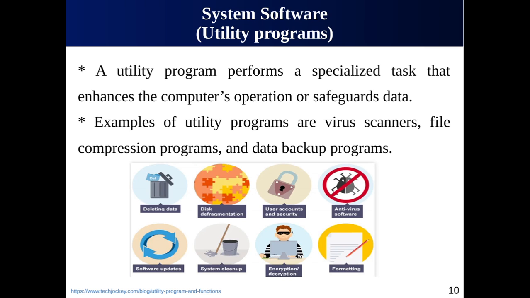Then second type of the system software is called the utility programs. A utility program actually performs a specialized task that would actually enhance the computer operation, or it could safeguard your data, or it could protect the user from different threats. Examples of utility softwares are the antivirus softwares that you actually install on your computer, file compression softwares, backup programs, and so on. Like firewall, which is also a type of software, and the duty is to control the traffic flow. The traffic which goes from inside of organization to the outside world would pass through the firewall.